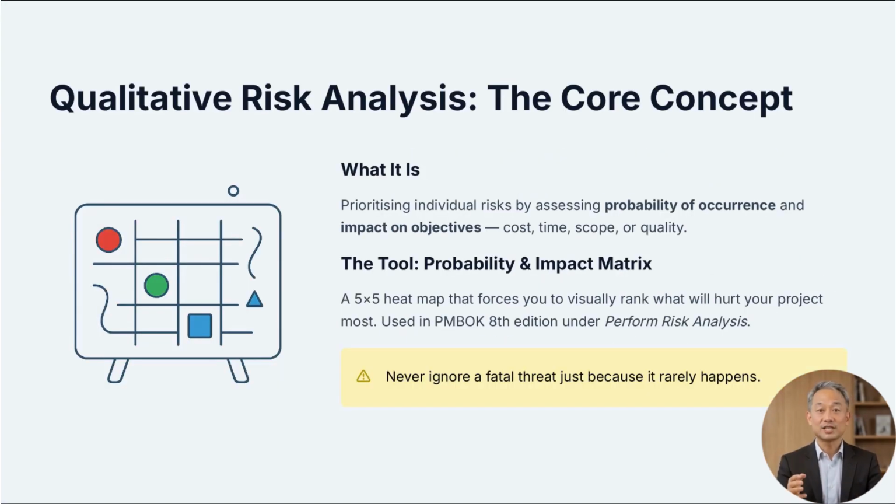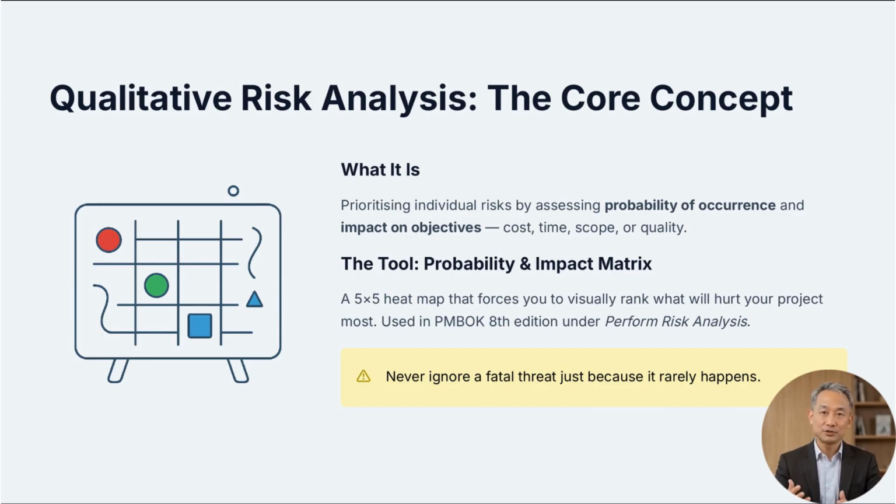To protect your project, you must master qualitative risk analysis, which is the official process of prioritizing individual project risks for further action by assessing their probability of occurrence and impact. In plain English, you are figuring out how likely a bullet is to fire and how deep it will penetrate if it hits your project.